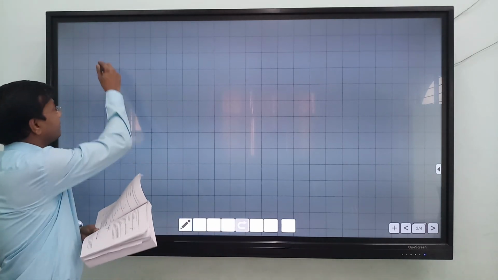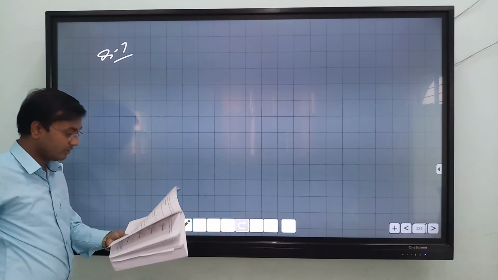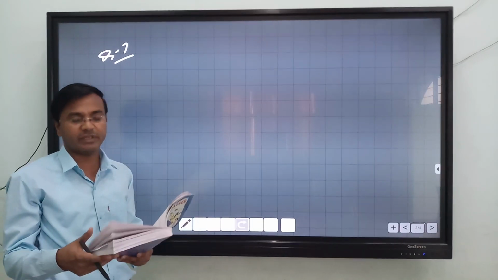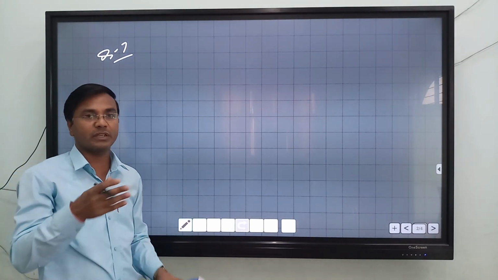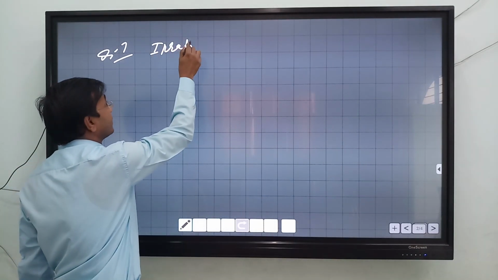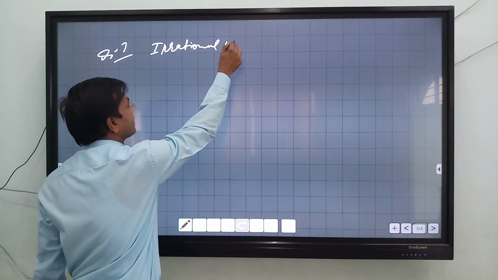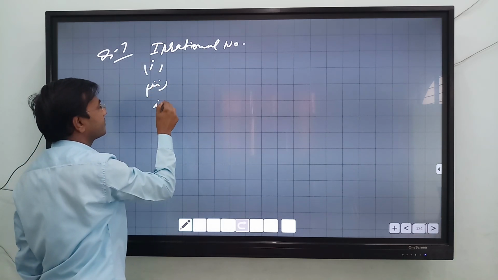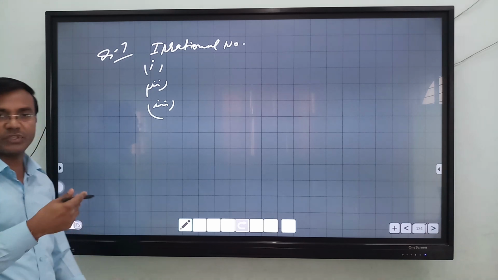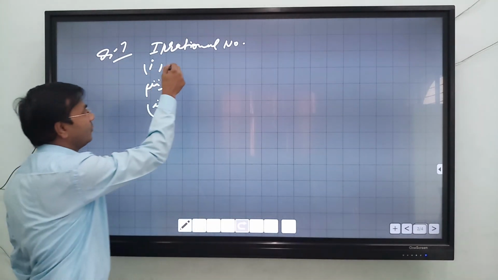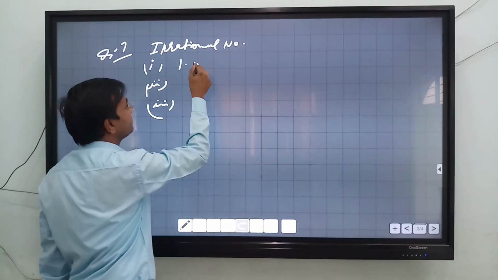Now question number 7. Write 3 numbers whose decimal expansions are non-terminating and non-recurring. So non-terminating, non-recurring means irrational number. We already discussed irrational numbers and their examples. So write any 3 examples. So I am writing the 3 numbers, irrational numbers, and you can write different types. So see the pattern.